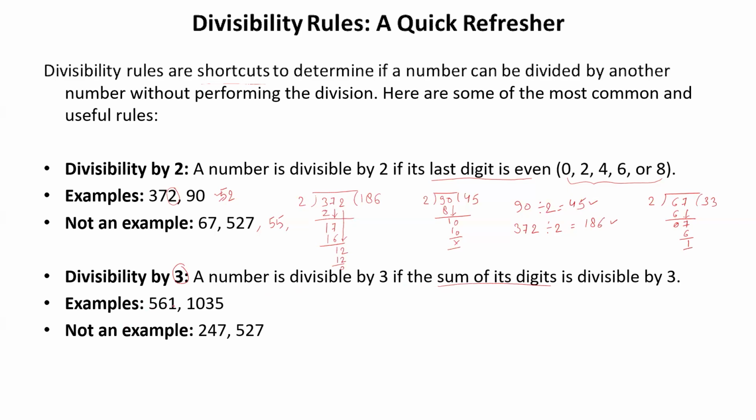Let's look at 561. What is the sum of its digits? The digits are 5 plus 6 plus 1. What is the addition? 5 plus 6 is 11, plus 1 is 12. You know that this 12 is divisible by 3, right? In 4 times. That means according to this rule, 561 should be divisible by 3.